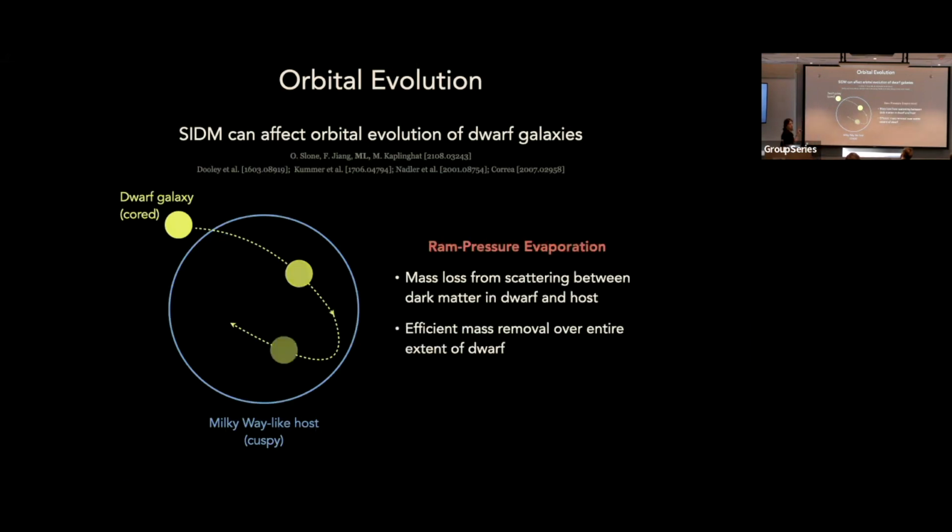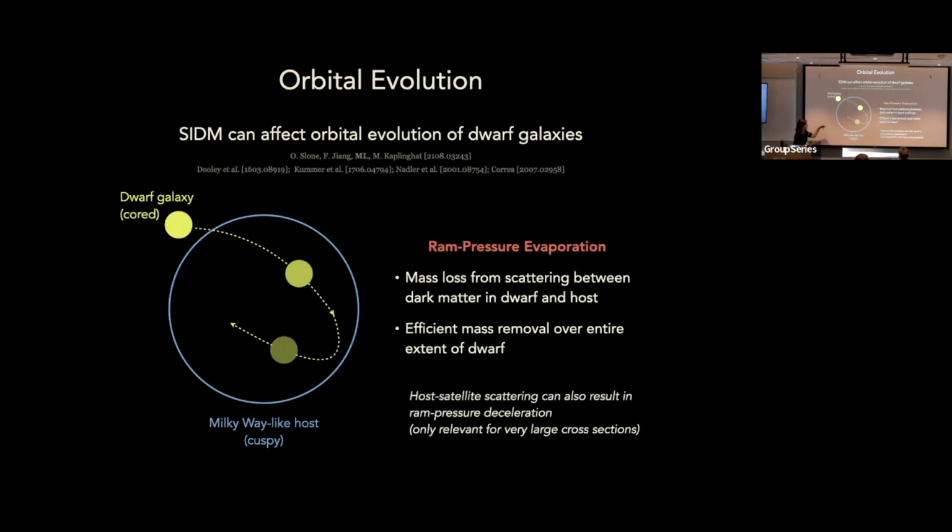The other way is totally new and very different. We just don't have this in CDM. This occurs from the fact that the dark matter in the dwarf galaxy can interact with the dark matter in the halo, because now we're allowing those interactions. So as the subhalo falls in, you end up getting the scattering between the dwarf and the background halo, which can kick out dark matter particles from the dwarf. So that's ram pressure evaporation. The net effect is different from the tidal stripping in that it actually ends up removing dark matter from the entire region of the halo, not just the outskirts.